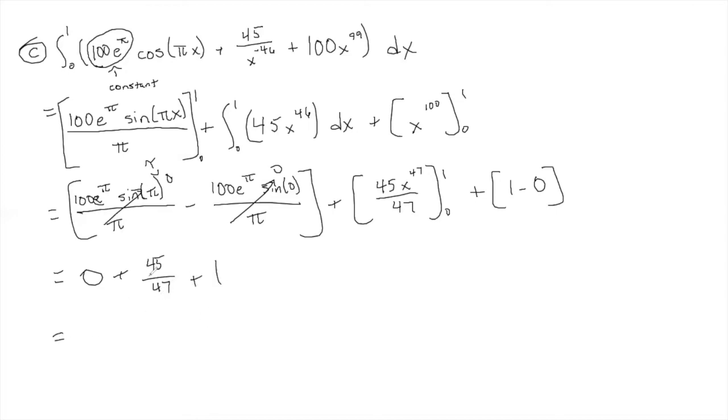So I get 45 plus 47 over 47. So it looks like I get 92 over 47. Okay.